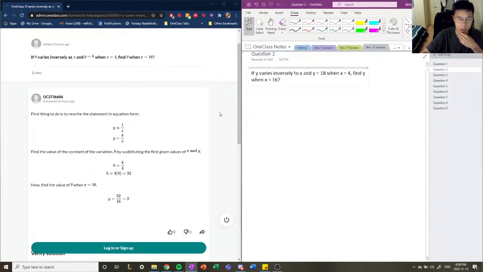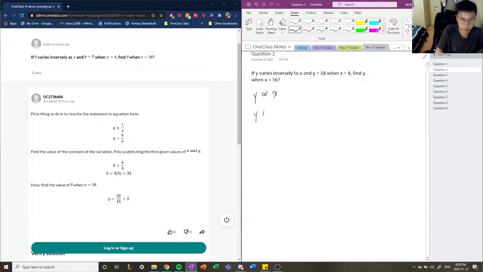All right, so the question reads, if y varies inversely to x and y equals 18 when x equals 4, find y when x equals 16. So when the question says that y varies inversely to x, that means that y is proportional to x with a certain relationship, okay? So how we write that is, when it says varies to x, we write this proportional symbol. This symbol in the middle means that y is related to x in some manner. This by itself means that y is positively proportional to x. So when y increases, x also increases. When x increases, y also increases.